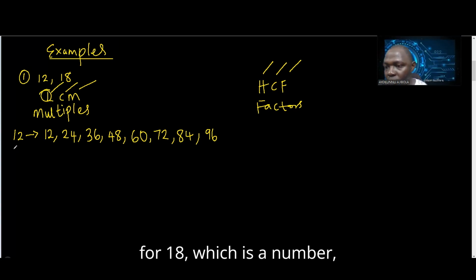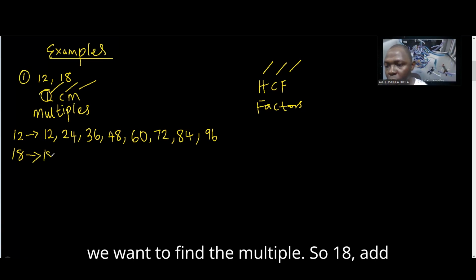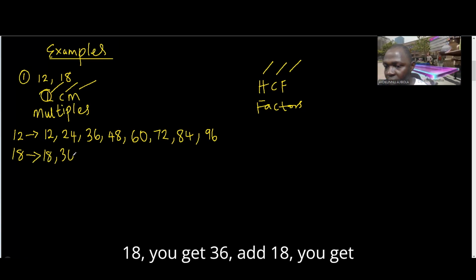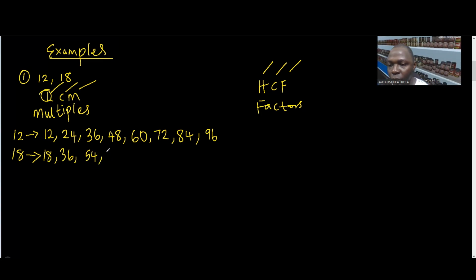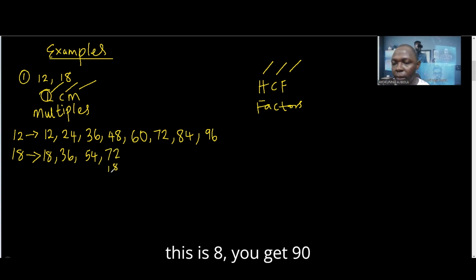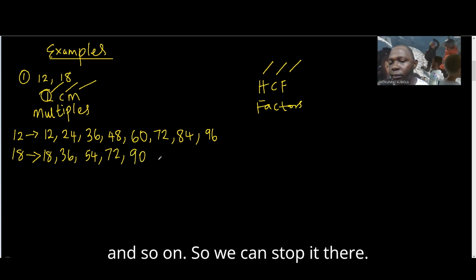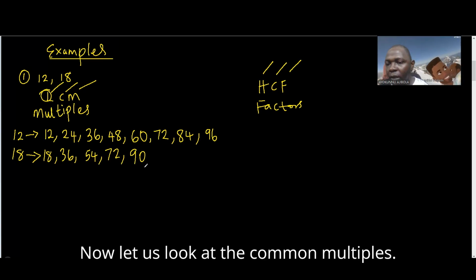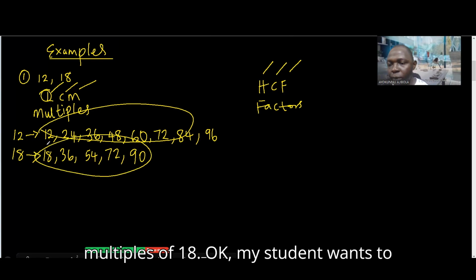Then for 18, the second number, we want to find the multiples. So 18, add 18, you get 36. Add 18, you get 54. Add 18 to 54, you get 72. Then add 18 to this, you get 90, and so on. We can stop it there. Now let us look at the common multiples. These are the multiples of 12 and the multiples of 18.